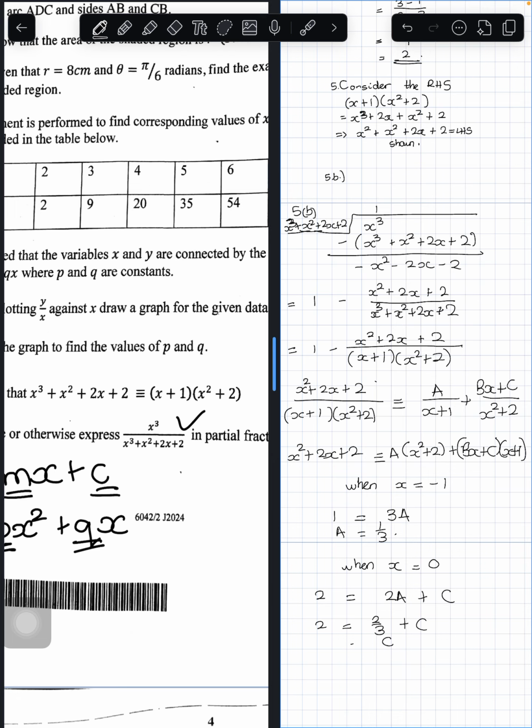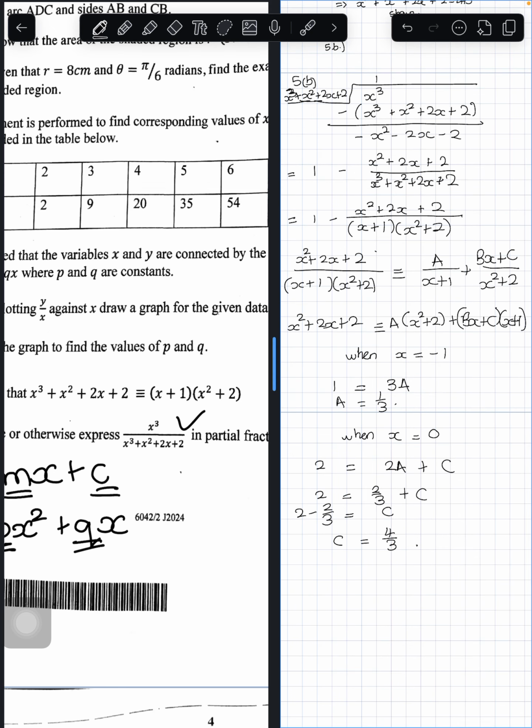Plus c. So what is c? C is equal to 2 minus 2/3. So what is 2 minus 2/3? We get 4/3. So c is equal to 4/3. That one is clear. Good. Right, maybe let's just underline our major answers. So what's next is we want to find the value of b. Maybe when x is equal to 1, let's say when x is equal to 1.